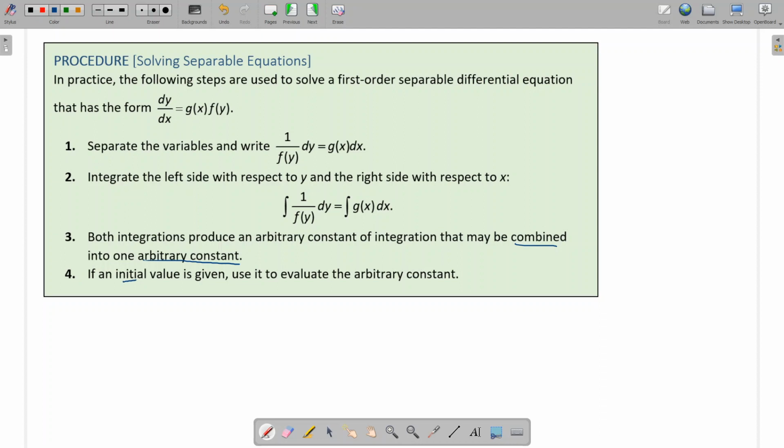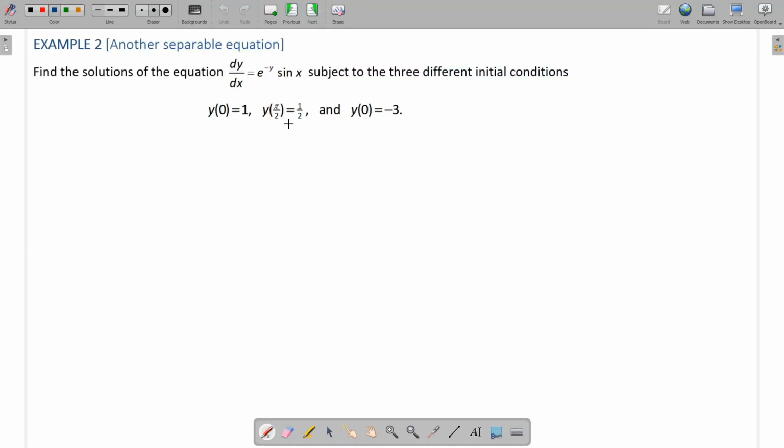And then if it's an initial value problem, you just use the initial value to find the value of the arbitrary constant. So let's try another one. So we've got our differential equation here. You can see it is a function of y times a function of x. So let's go ahead and separate this. So we have dy divided by e to the negative y equals sine of x dx.